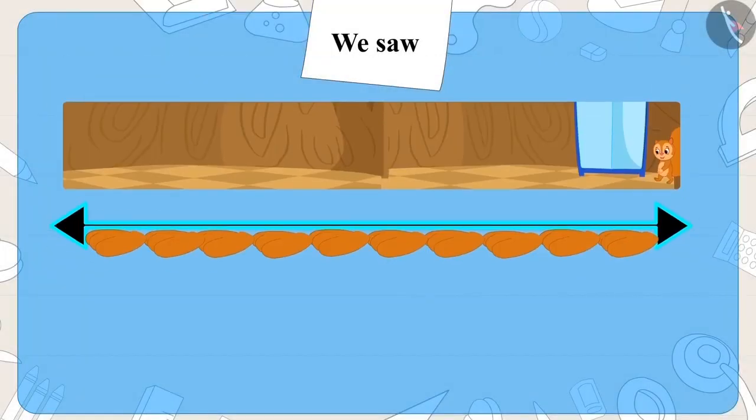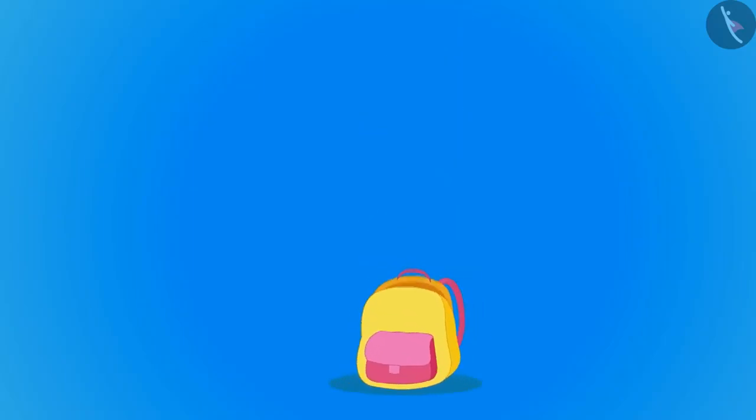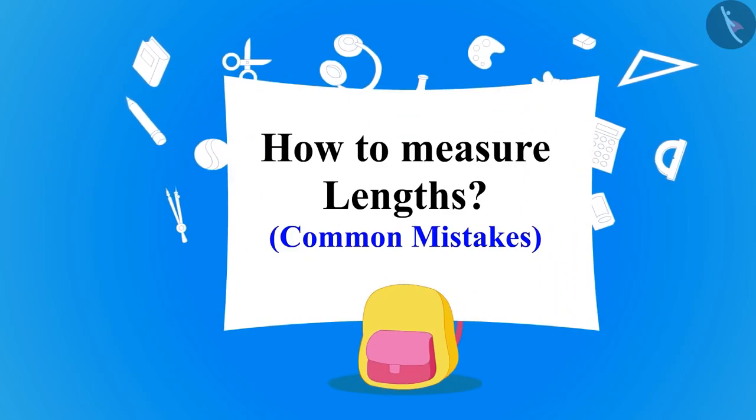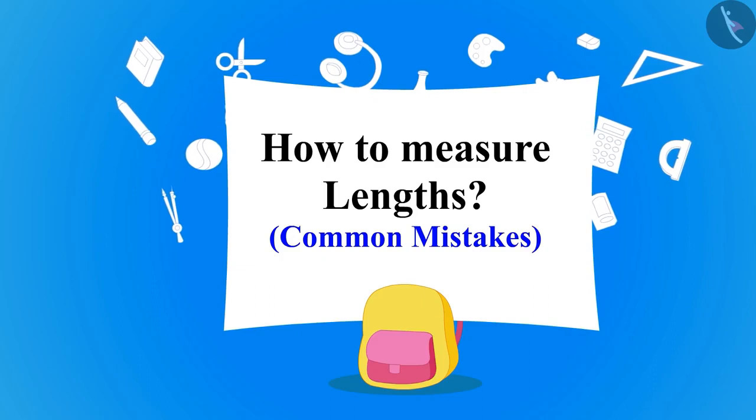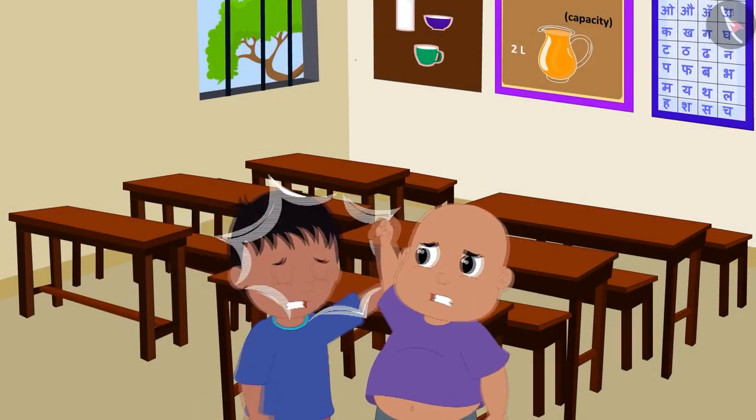Children, in the previous video, we saw some interesting examples of measuring lengths in different ways. In this video, we will see some common mistakes related to this topic. Raju and Bablu are fighting in class.